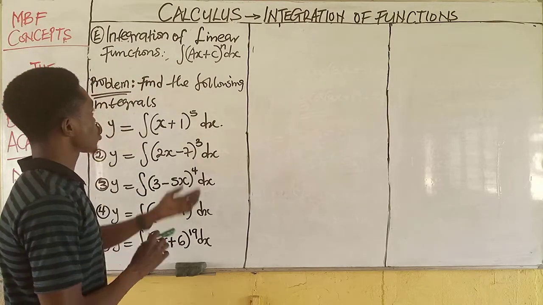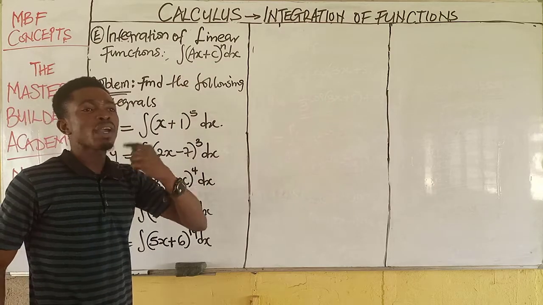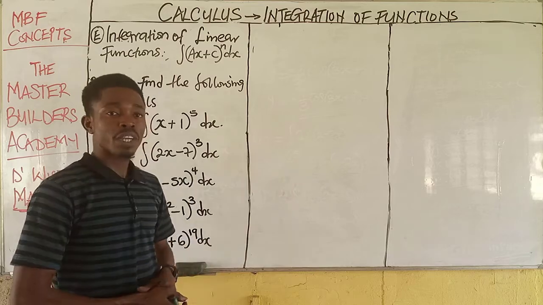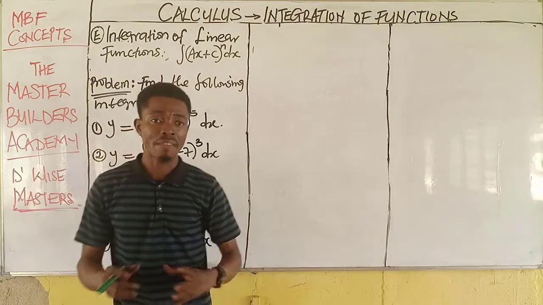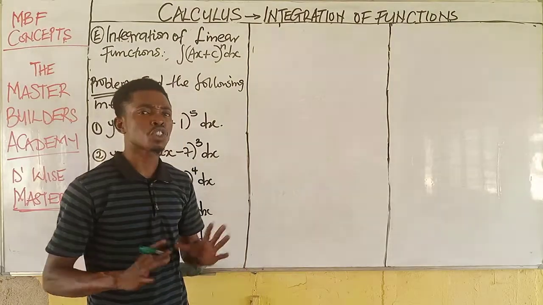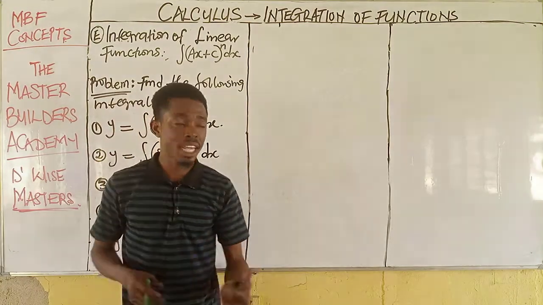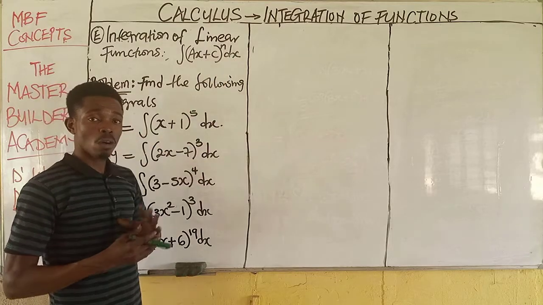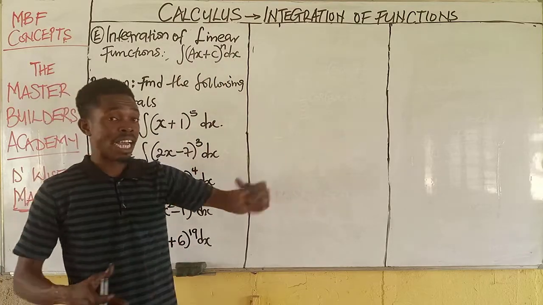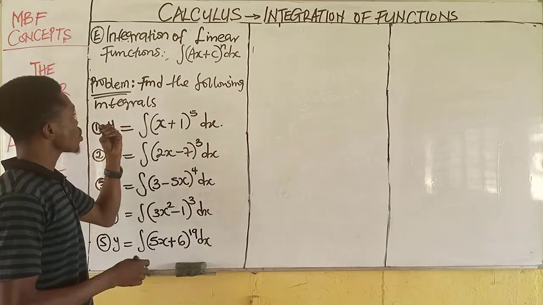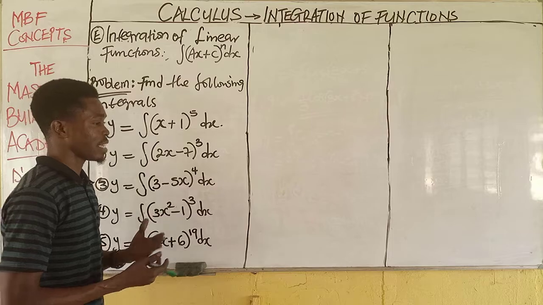And integration of linear function comes in this way. We can equally call this integration of function of a function, just the same way we have differentiation of function of a function. This is integration of function of a function, where you have a function of x and you have a power of the number of times the function of x occurs. Now, from the question, we are asked to find the following integrals.